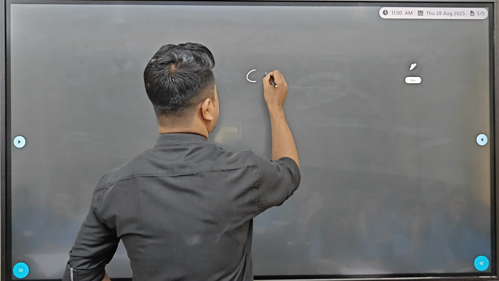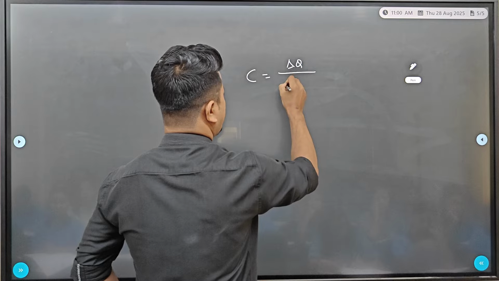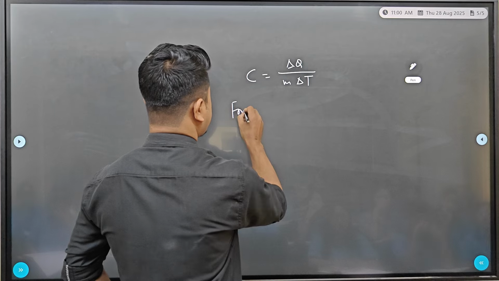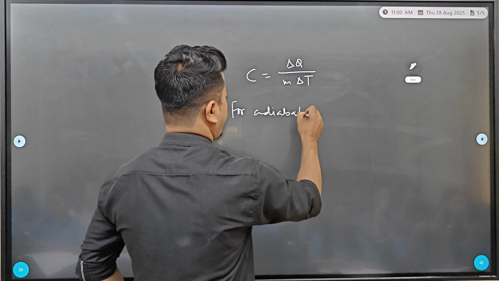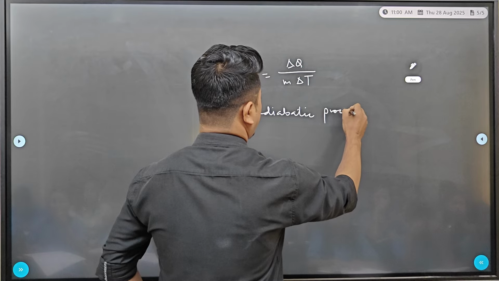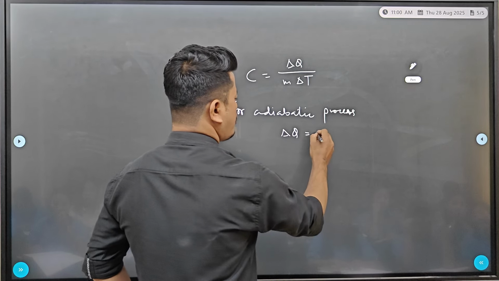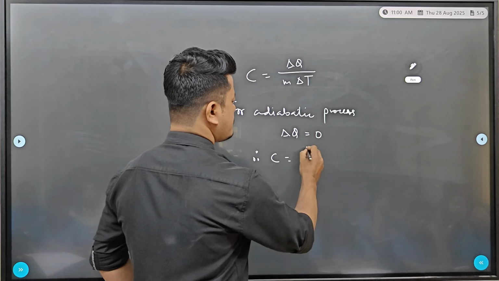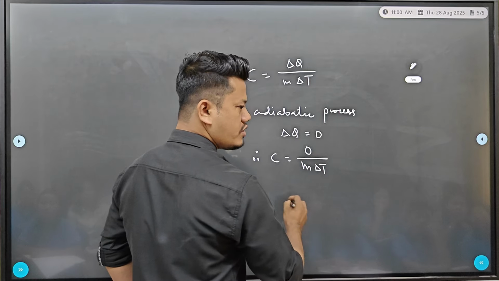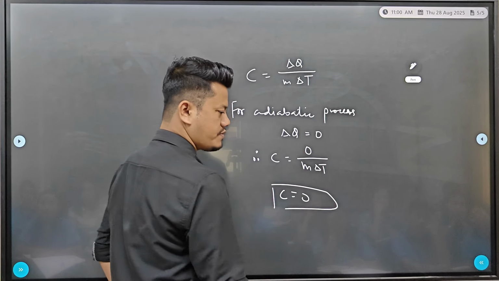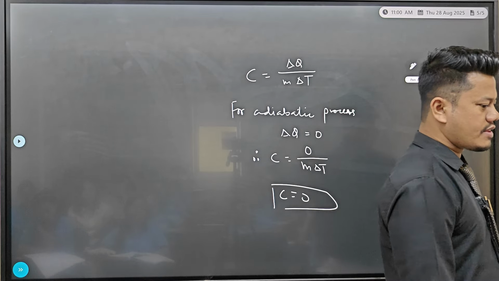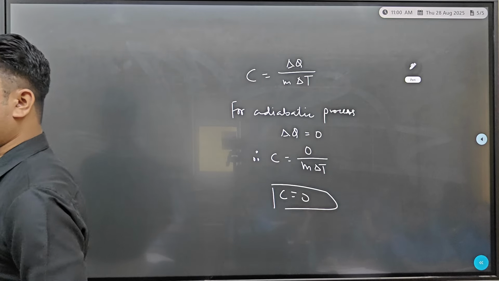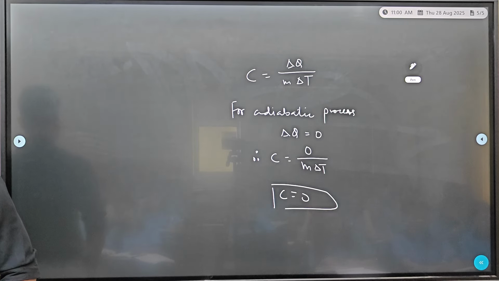Specific heat here. Just a couple of minutes back, I told you specific heat is your delQ by M delT. Yes or no? For adiabatic process, what I'll be getting? delQ will be 0, no? There will be no change in heat, right? Therefore, what should be the specific heat value? 0 by M delT. Yes or no? So specific heat is always 0 for adiabatic process. For isothermal, specific heat was infinite. For adiabatic, specific heat will be 0. Is that clear?